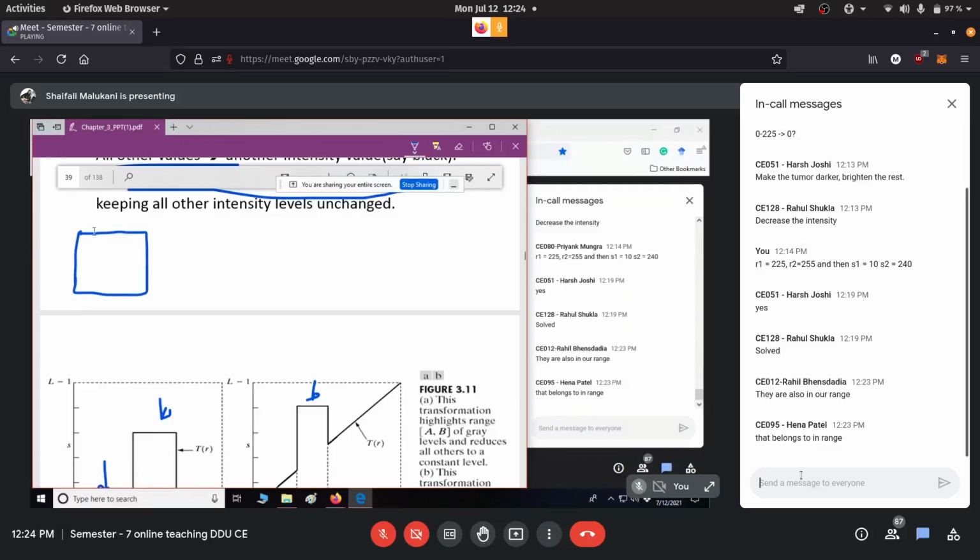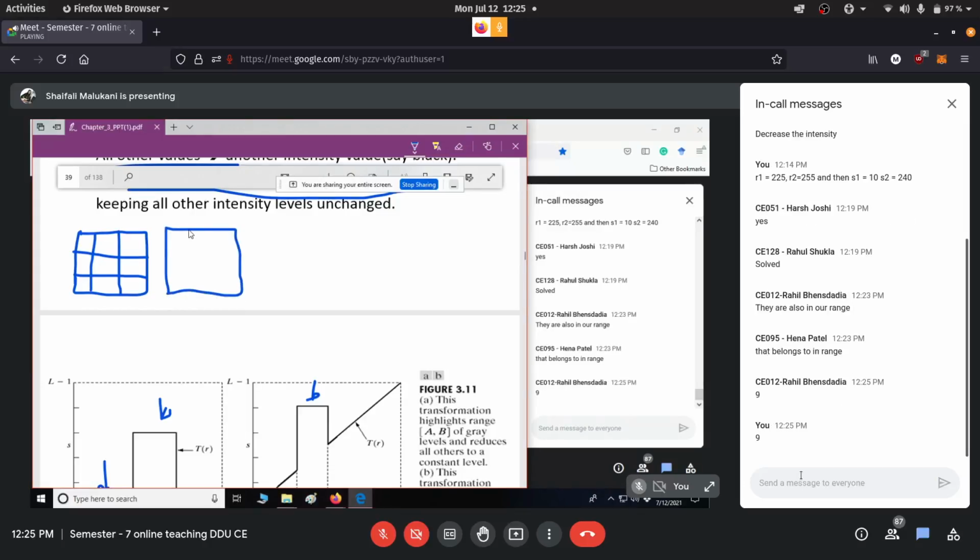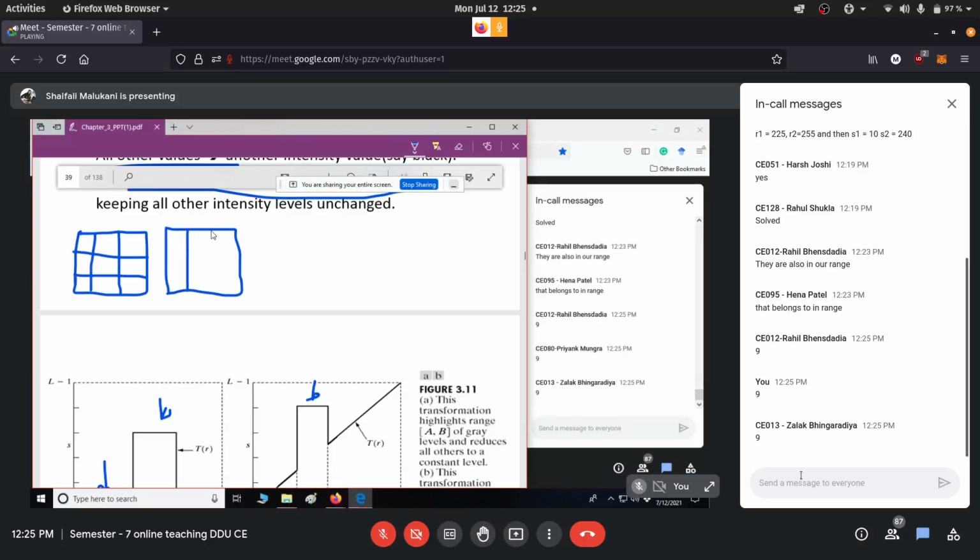Assume a 3 cross 3 image. How many pixels in a 3 cross 3 image? How many pixels in a 3 cross 3 image? See, it is very important. That's why I'm asking. Okay, that is 9.